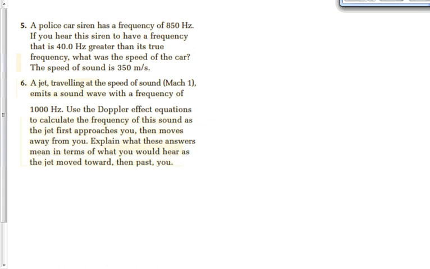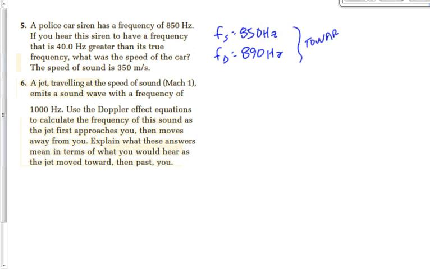Having a look at questions 5 and 6 here, guys. Number 5 says, a police car siren has a frequency of 850 hertz, but you hear the siren to have a frequency that's 40 hertz greater. That means the actual frequency, Fs, is 850. The Doppler frequency is going to be 890. That means if the frequency is higher, then it's coming towards us. And if it's coming towards us, then what do we have on the bottom of that? That denominator is going to be a plus or minus.